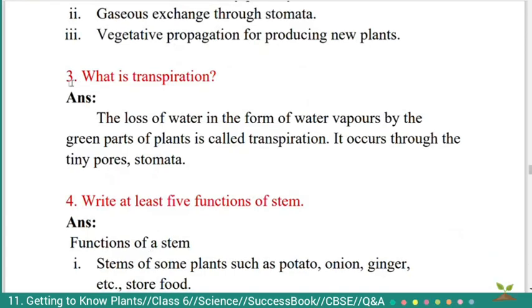Third question, what is transpiration? Answer, the loss of water in the form of water vapors by the green parts of plants is called transpiration. It occurs through the tiny pores stomata.